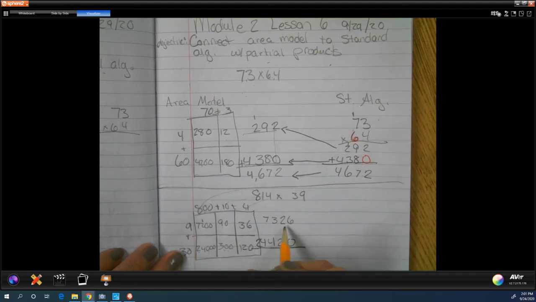Then I can add them together. 6 plus 0 is 6. 2 plus 2 is 4. 3 plus 4 is 7. 7 plus 4, 7, 8, 9, 10, 11 is 11. And 2 plus 1 is 3. Now, did we get it correct?